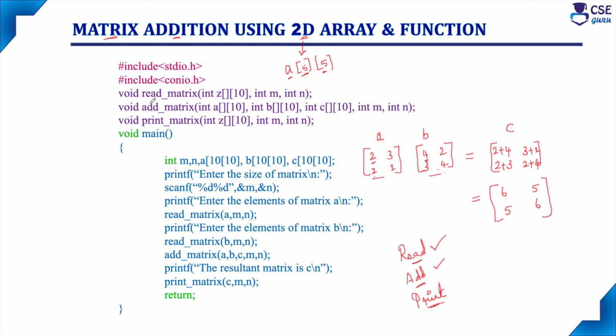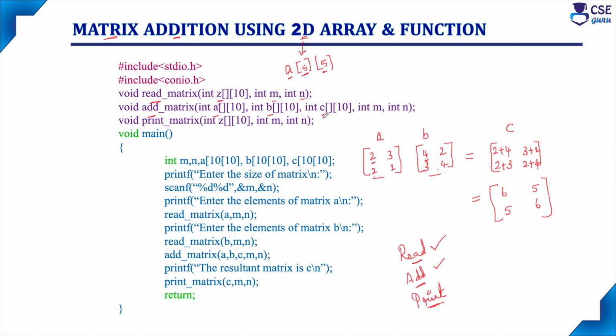Here, this is the read matrix with the parameters int z and then int m and n. This z matrix will accept the input values and store them with the matrix name A as well as B. Both we have to read separately. Then this add matrix is used to add both the matrices. So here the parameters we need to pass are matrix A, matrix B as well as matrix C.